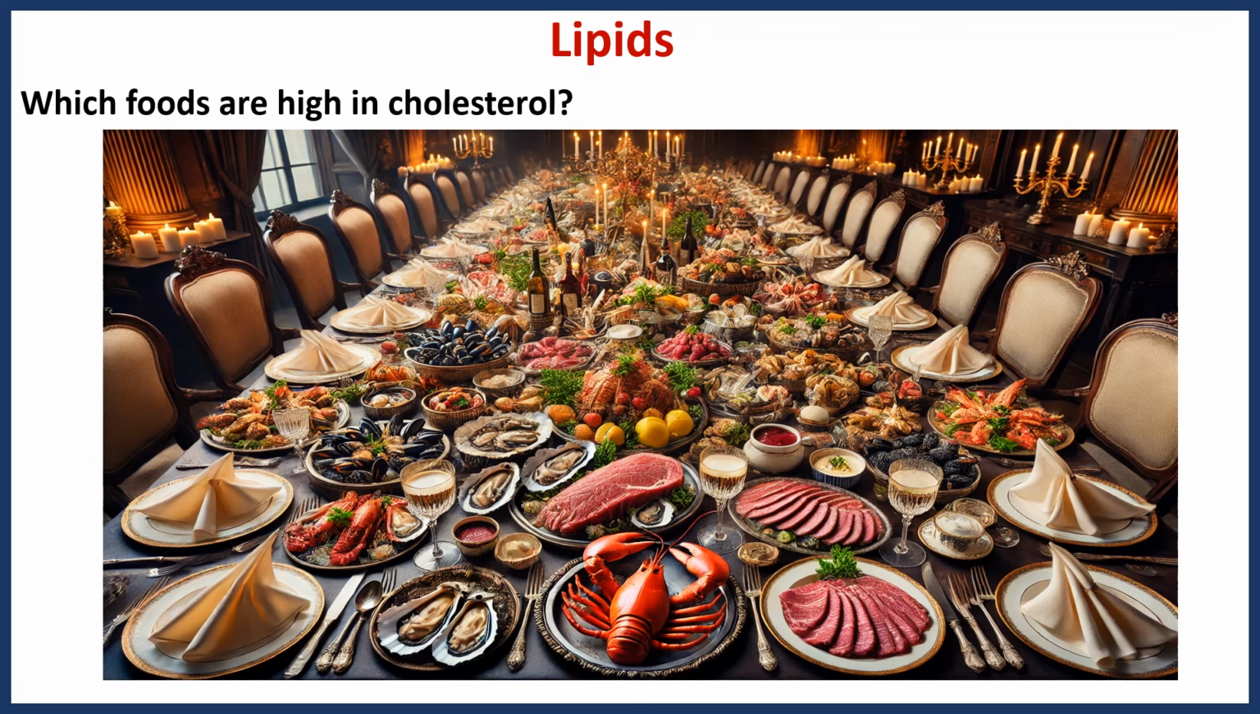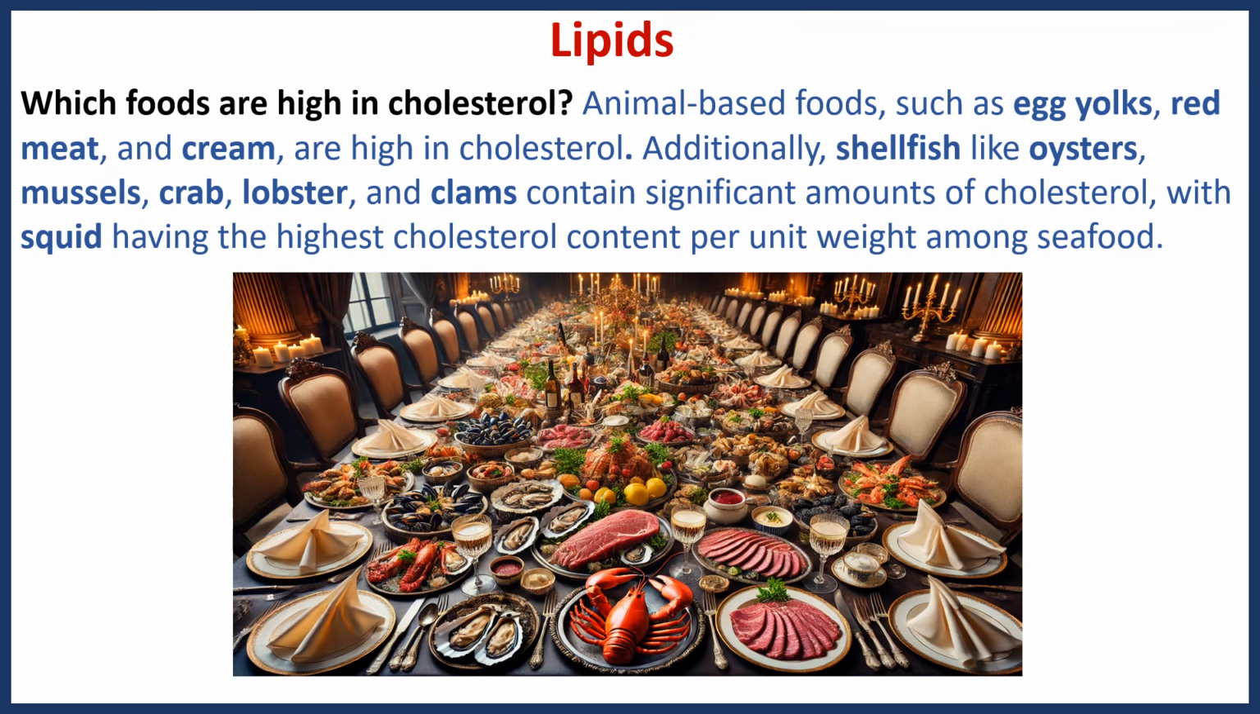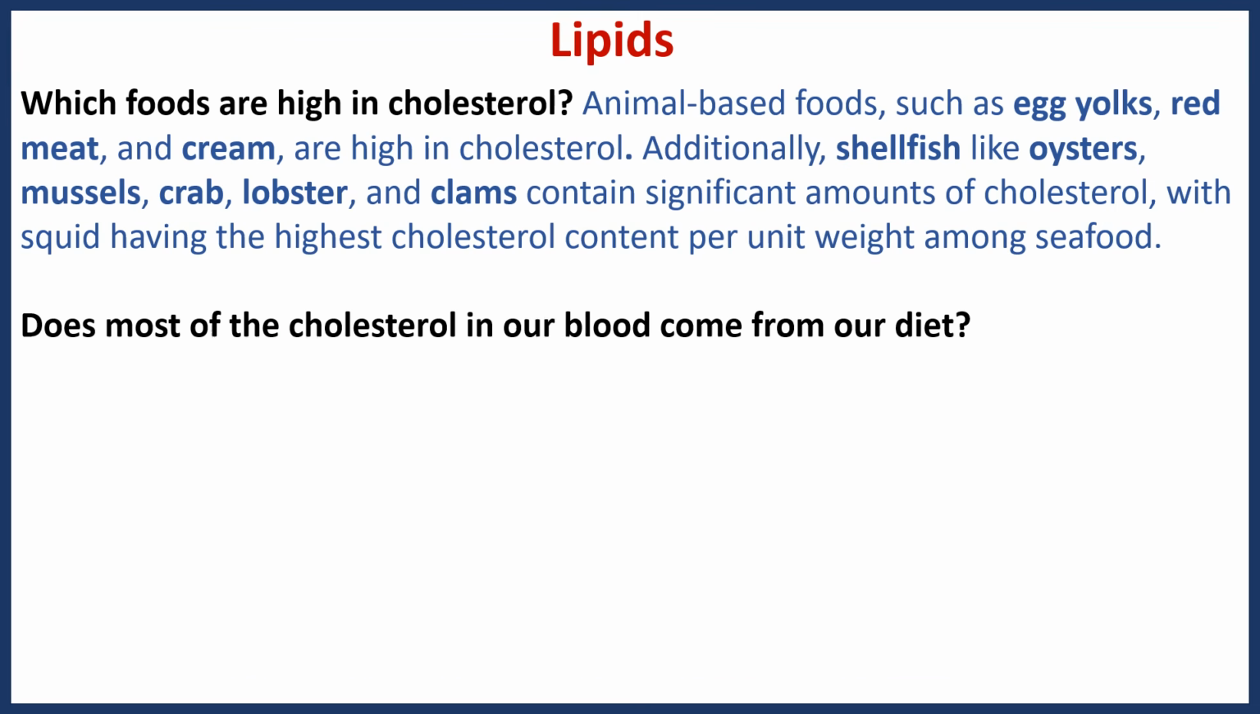Which foods are high in cholesterol? Animal-based foods such as egg yolk, red meat, and cream are high in cholesterol. Additionally, shellfish like oysters, mussels, crab, lobsters, and clams contain significant amounts of cholesterol, with squid having the highest cholesterol content per unit weight among seafood.